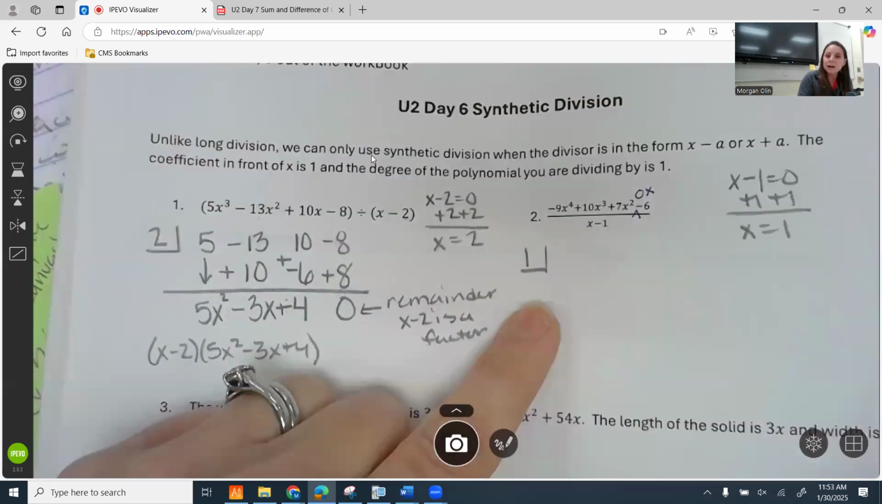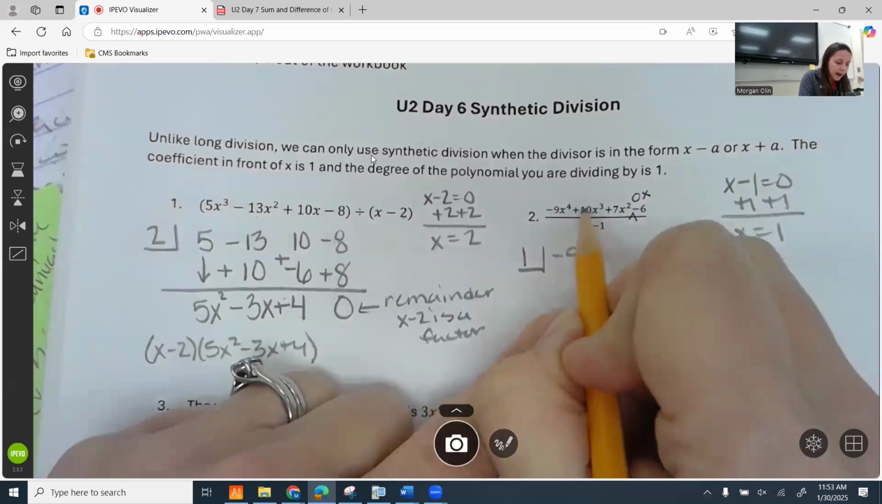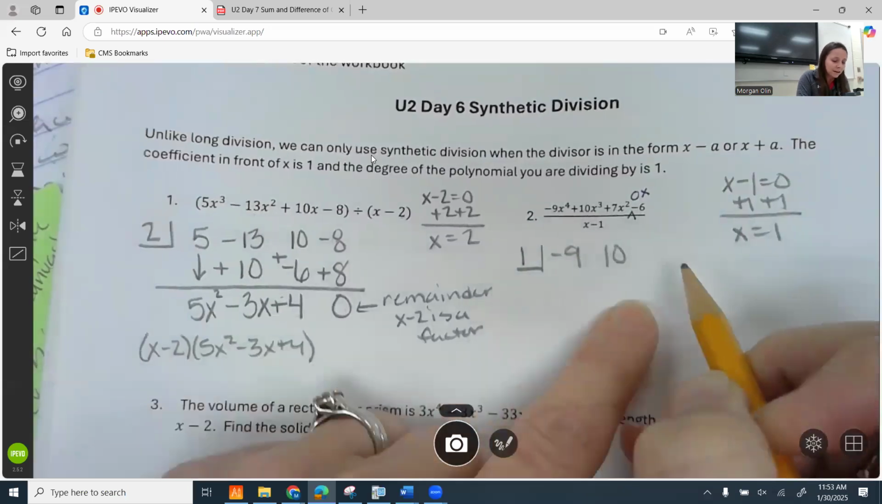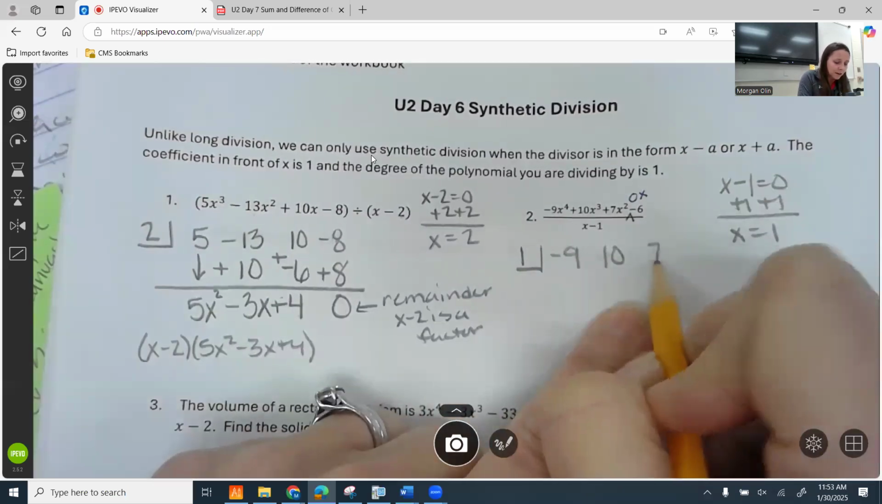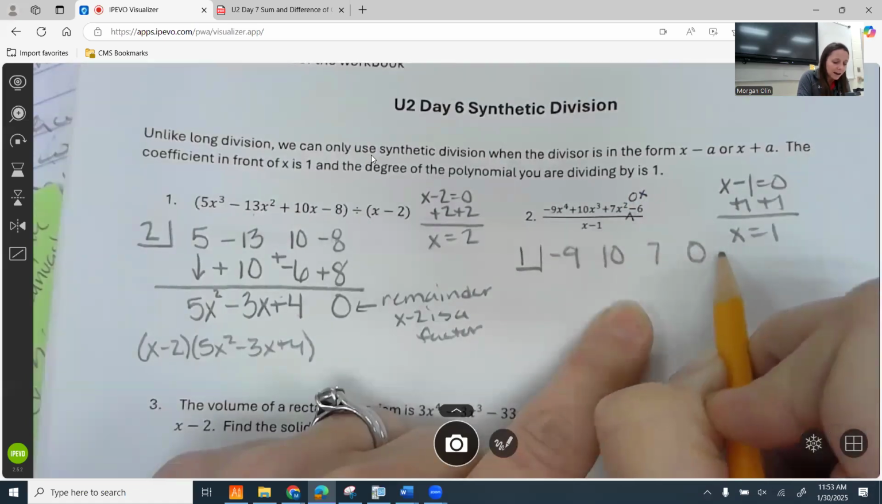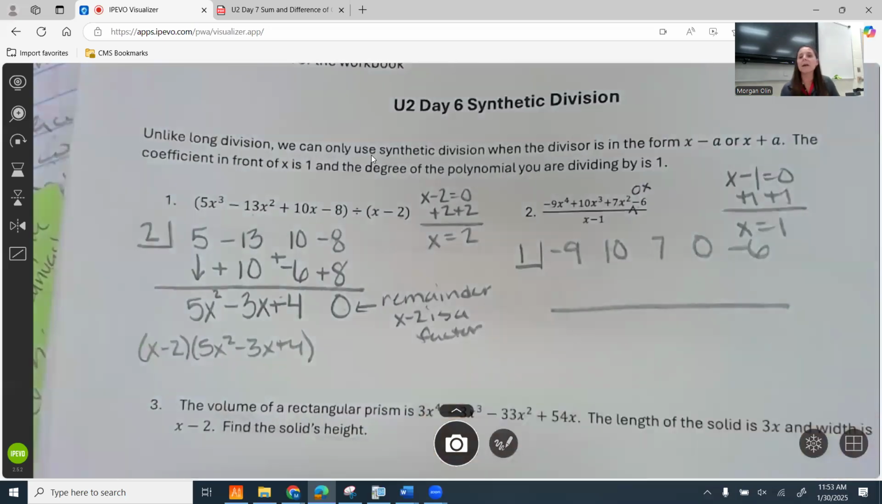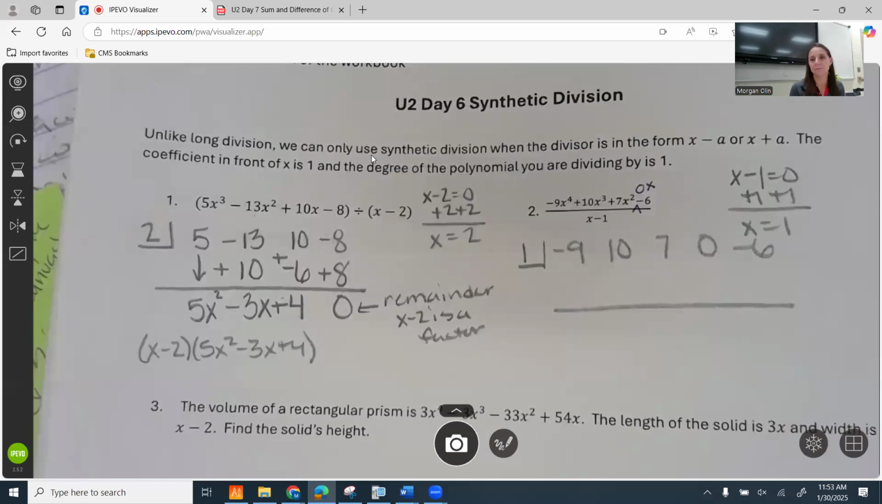All right, so here we go. I'm not putting x down. I'm just putting the number. So I'm going to start off with negative 9. Then I have a positive 10, so just put 10. I have a 7. Now, this is where I need that 0, so put 0. And then I have a negative 6 as my constant. Remember, put your line, but put a little space because we're going to put something on that line.